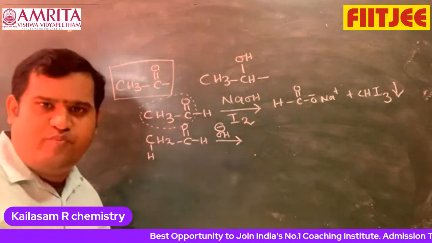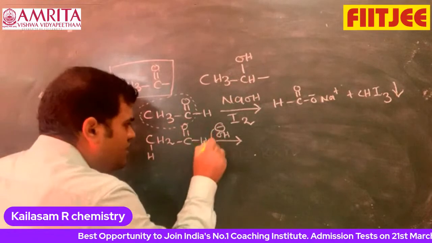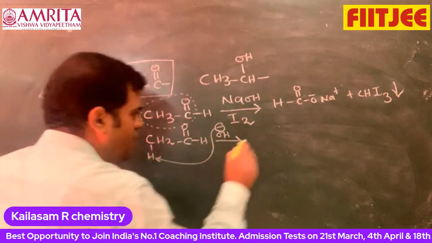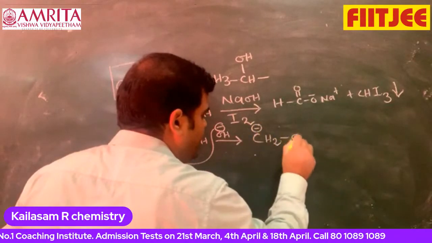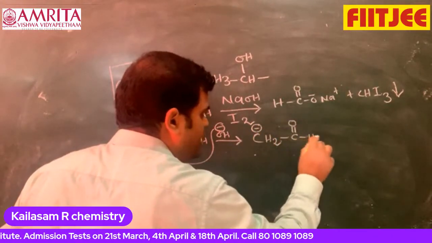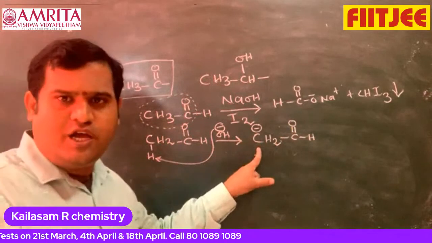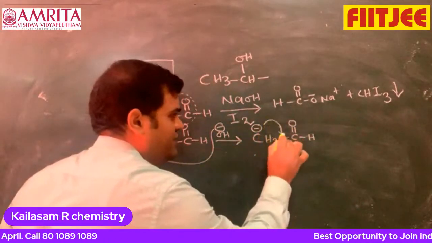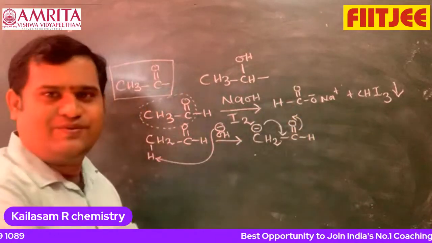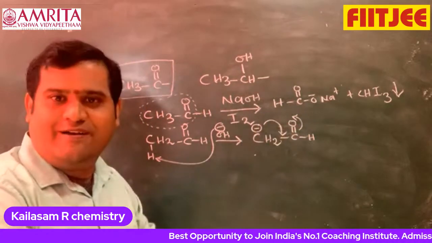So what is the role of base? The base is going to take this H plus. Now CH2 minus, C double bond OH. Now this negative charge is stabilized by the CHO group. Why? Because it takes part in the resonance. It's called the enolate ion.